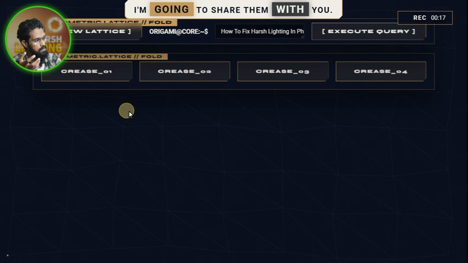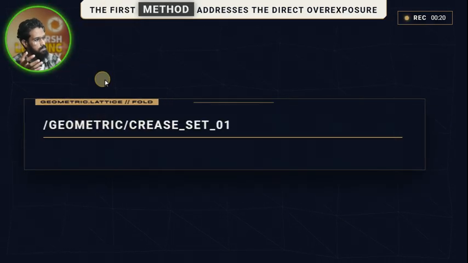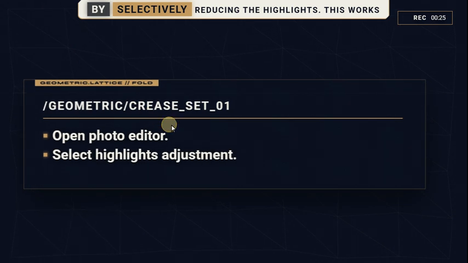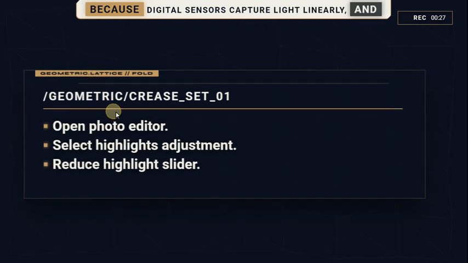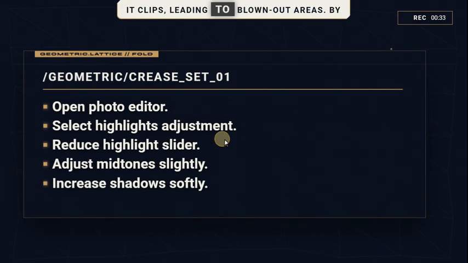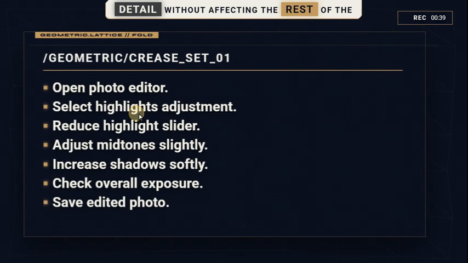The first method addresses the direct overexposure by selectively reducing the highlights. This works because digital sensors capture light linearly, and when light intensity exceeds the sensor's capacity, it clips, leading to blown-out areas. By intelligently lowering these clipped values, we recover detail without affecting the rest of the image.